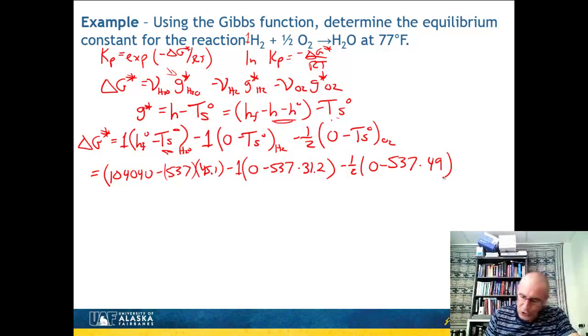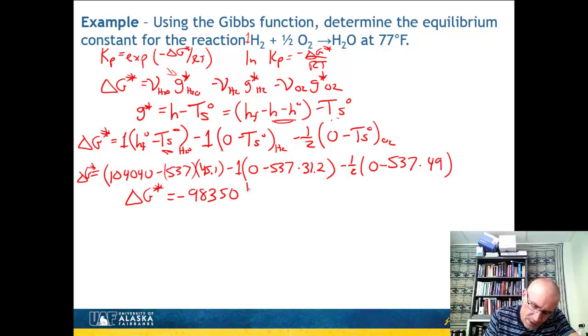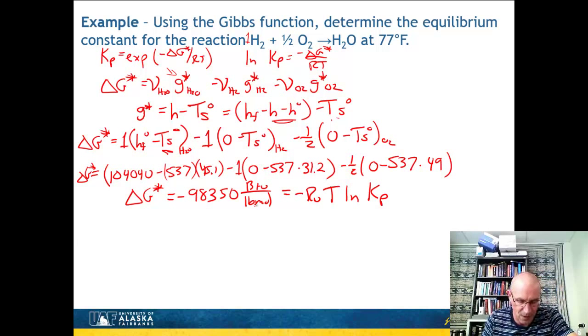Okay. So this right over here, this is all big delta G star, so I can go ahead and just plug that into my calculator and calculate what that is, and that becomes minus 98,350, and my units here in English are going to be BTU per pound mole, right? And that right there is equal to minus R_u T ln of K sub P. This is the universal gas constant because I got this per pound mole. This is going to be 537.